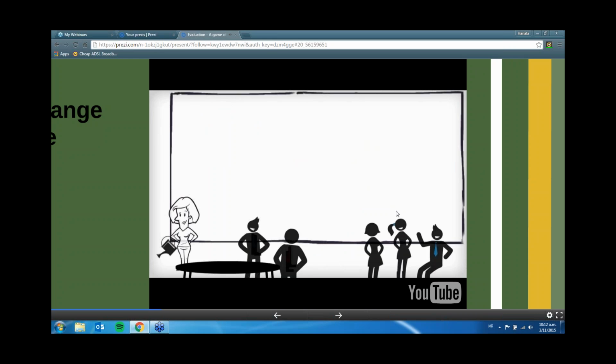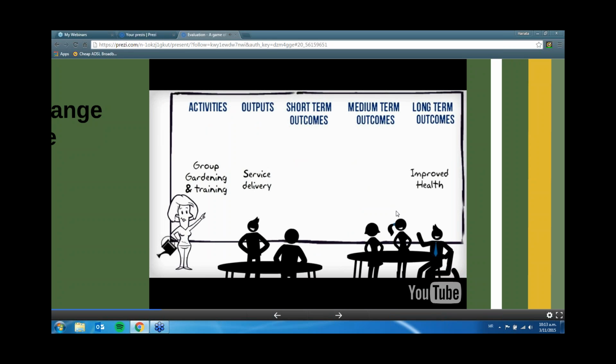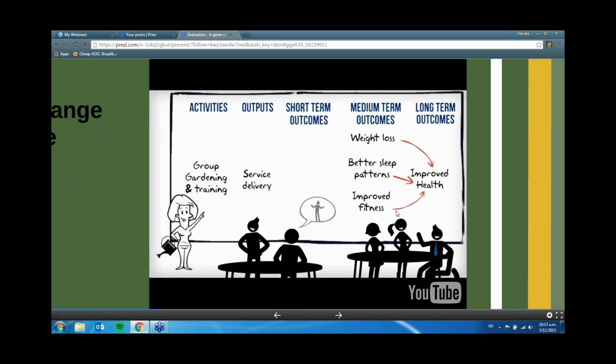The next part is to brainstorm on what exactly these activities bring about to the beneficiaries. Teresa has seen that many clients have lost weight after coming on the program because of the physical work, and so mentioned improved health as an outcome and weight loss as a medium-term output. A parent mentions that her son's sleep patterns are much better. He doesn't get woken up as much. A facilitator mentions that their clients have improved their fitness levels. So why did these come about? Because of the physical activity which is due to the Rooftop Garden Project running group gardening and training.